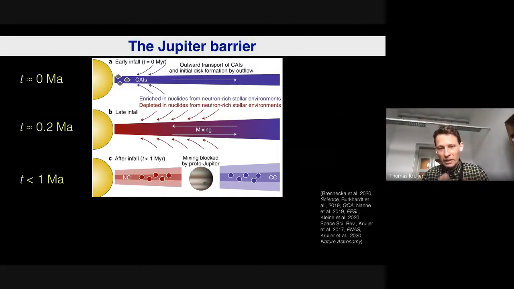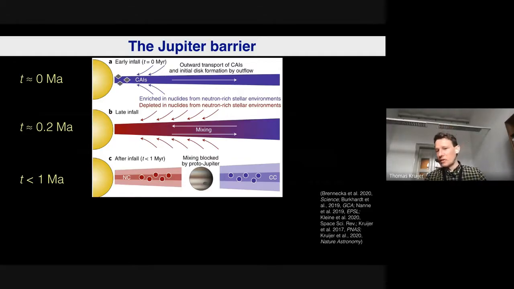And because the accretion times of iron meteorite parent bodies are so old, they occurred within 1 million years, this Jupiter barrier must have already been in place at this very early time, within less than 1 million years. And this would then in turn mean that Jupiter's core must have formed within less than 1 million years after CAIs.